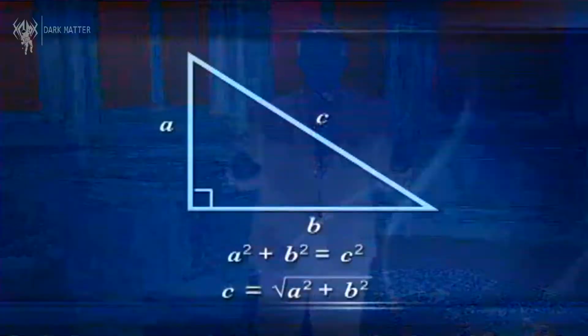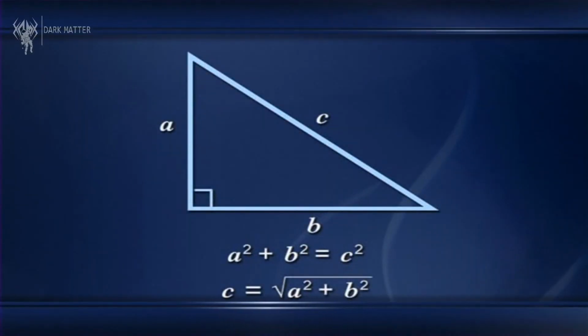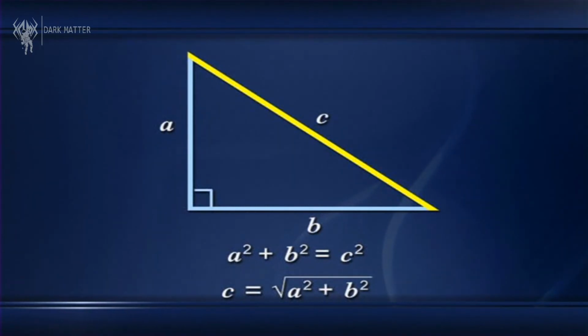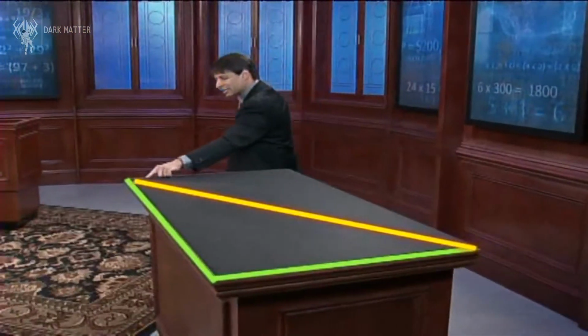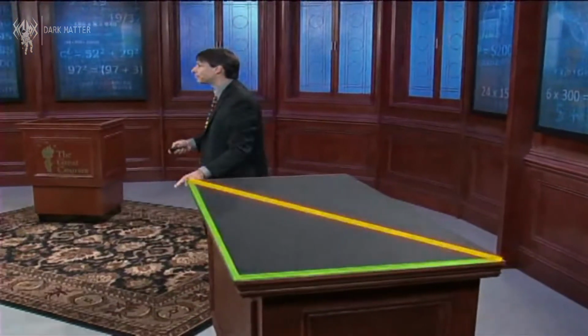For example, in a right triangle, the length of the hypotenuse is the square root of a squared plus b squared. For example, if we can estimate the length and depth of this table, then we can use square roots to estimate the length of the hypotenuse, the length of the diagonal that goes from this corner of the table to that corner of the table.